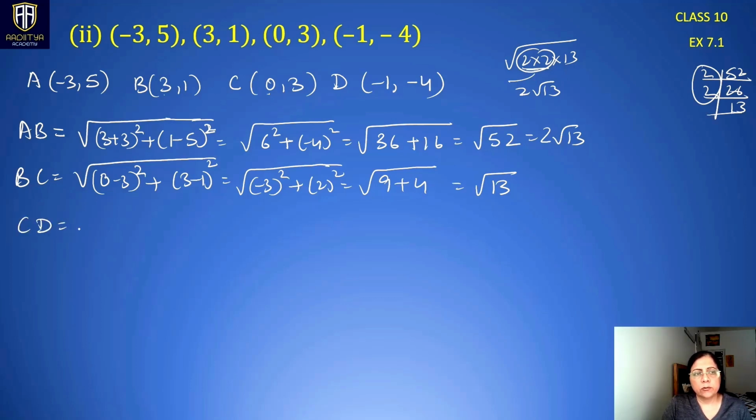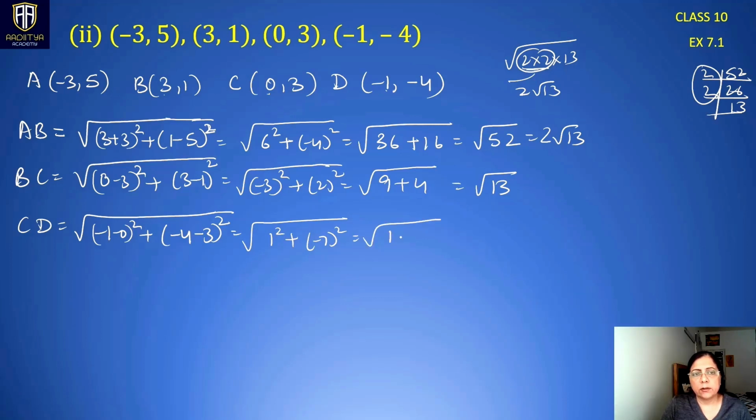Then we have root CD. CD is the square root of minus 1 minus 0 square and minus 4 minus 3 square. That is 1 square added to minus 7 square. Then we have 1 added to 49. 1 added to 49 is root 50.